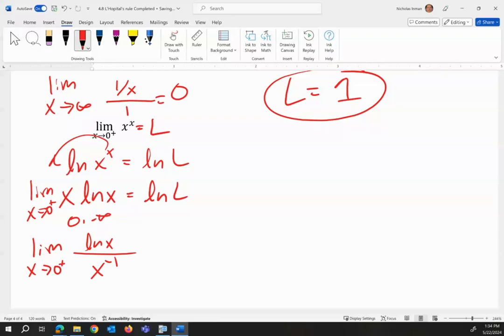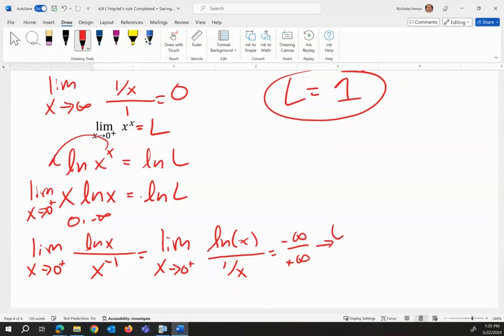Move that x to the bottom of the fraction. Now if you plug in 0, remember this would be one over it's on the bottom. Okay. Now if you put in 0, we would wind up with negative infinity over negative infinity. Actually, that's probably infinity. So now we have that indeterminate. Now we can do L'Hopital's.